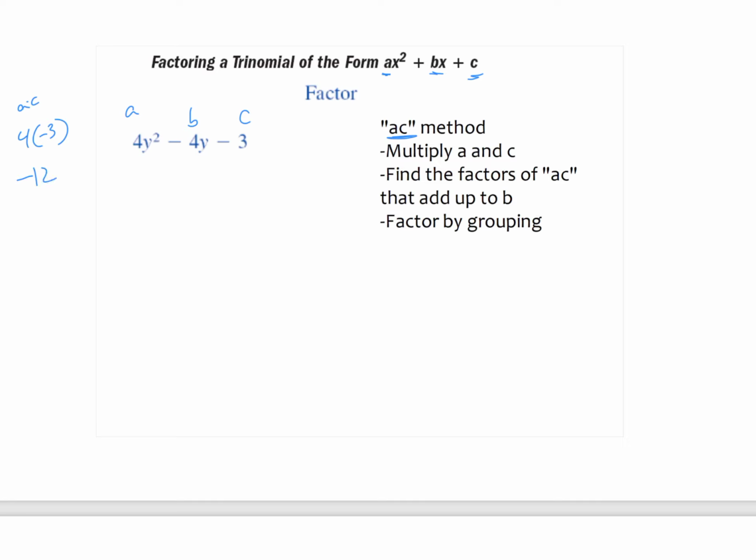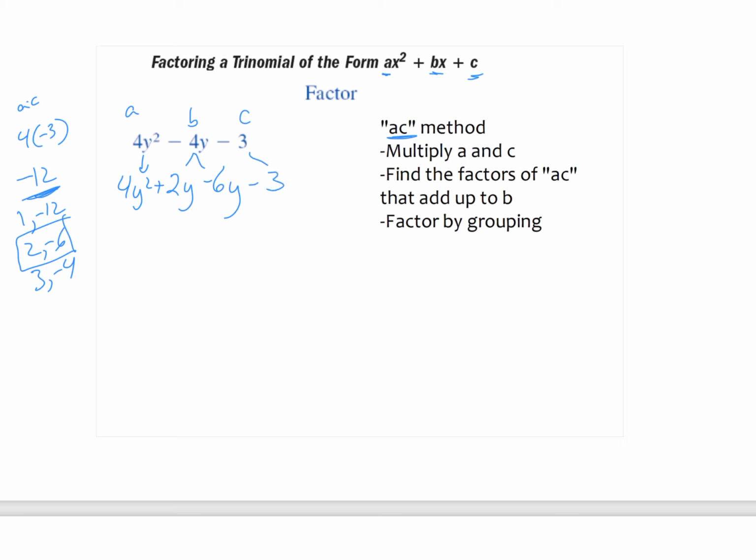And you get -12. Okay, I'm going to write the factors of -12 that are going to add up to be my middle. And since it's -12, one's positive, one's a negative, it looks like these are my winners. And I'm going to rewrite the b as those two numbers with a y in them. Now, a is going to stay the same, and c is going to stay the same.